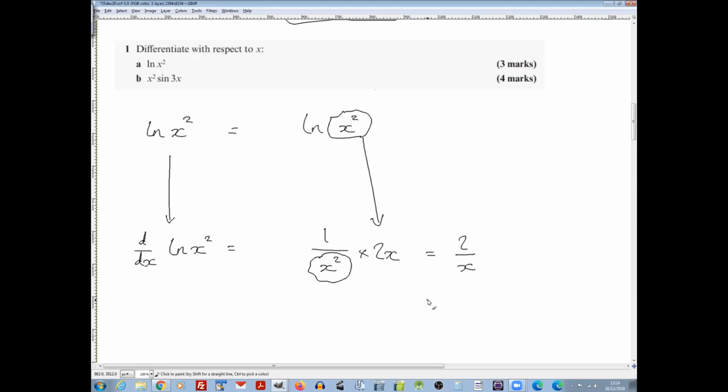Which is interesting. If we were to integrate 2 over x, what would we expect to get? Let's integrate 2 over x. Wouldn't you get ln x, ln 2x, or 2 ln x? It would be 2 ln x, wouldn't it? It would. Yeah. So what is happening?